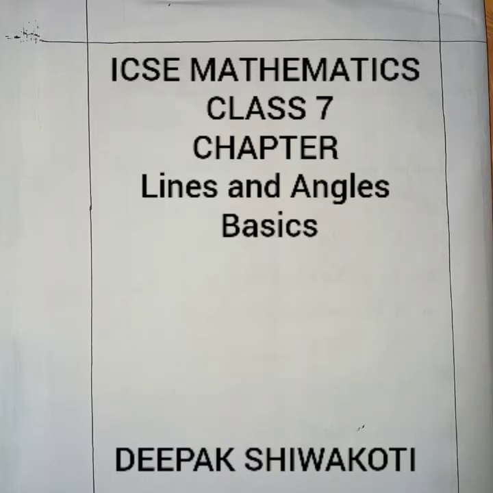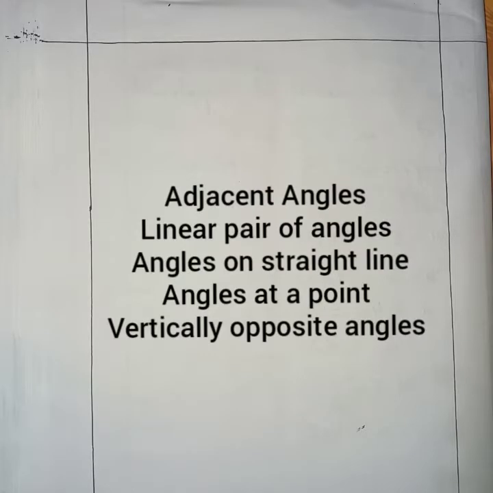Welcome to class 7 mathematics classes. We are in chapter Lines and Angles. Today we'll do adjacent angles, linear pair of angles, angles on a straight line, angles at a point, and vertically opposite angles. So let us do one by one.